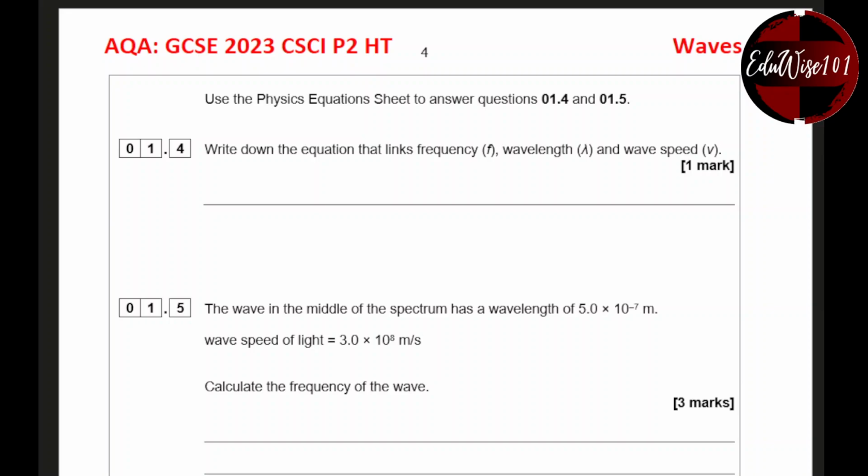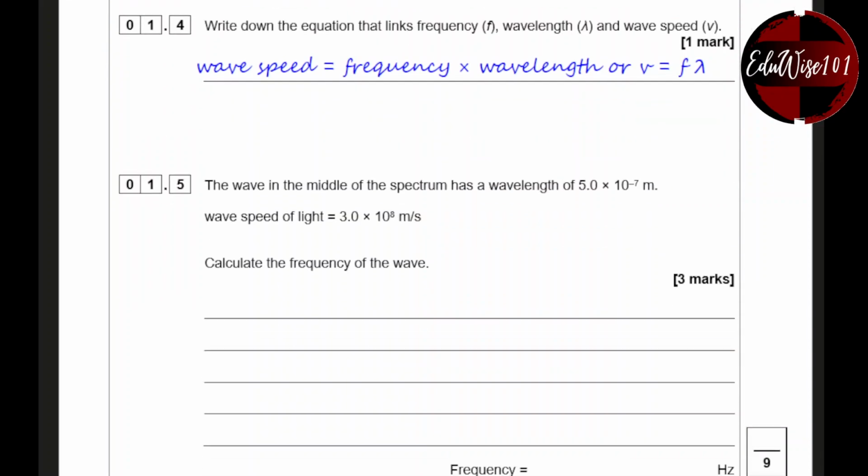So wave speed is equal to the frequency multiplied by the wavelength, or you could write the simple equation v equals f lambda. The wave in the middle of the spectrum has a wavelength of 5 times 10 to the power minus 7 meters and a wave speed of 3 times 10 to the power 8 meters per second. Calculate the frequency. So v is f lambda.